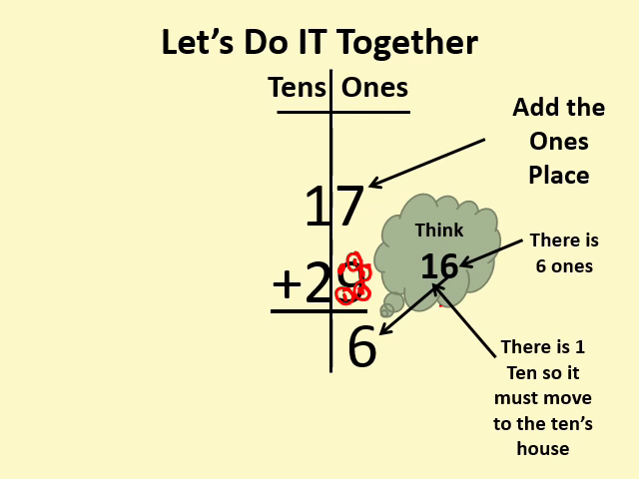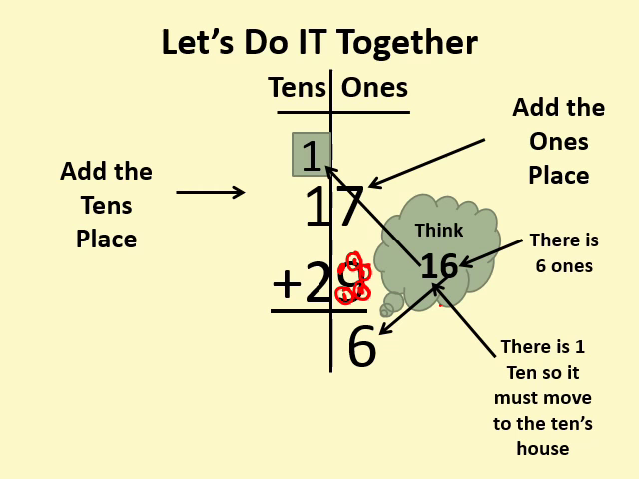Now I did compose a 10, so I have to move it to the tens house again. And there's that 10. You would write it. Now I have to add the tens. Again, we're going to start at the top and work our way down. 1 ten, 2, 3, 4 tens. So therefore my answer is 46.